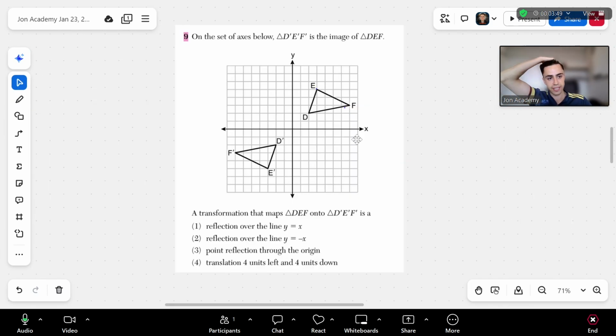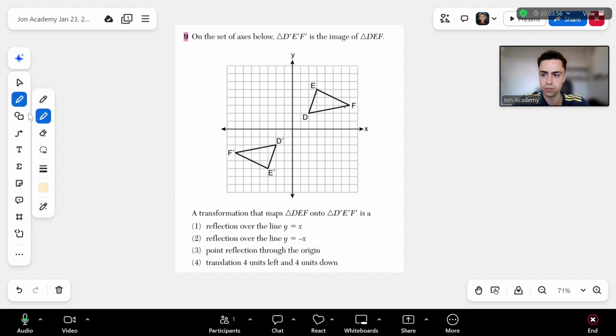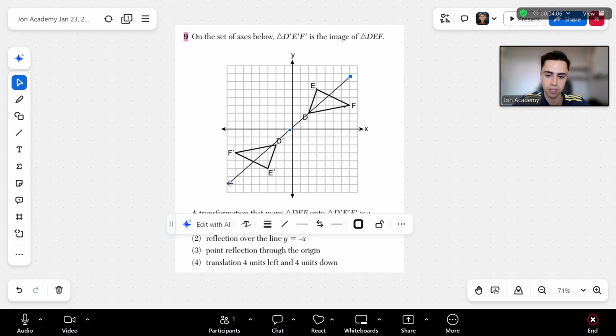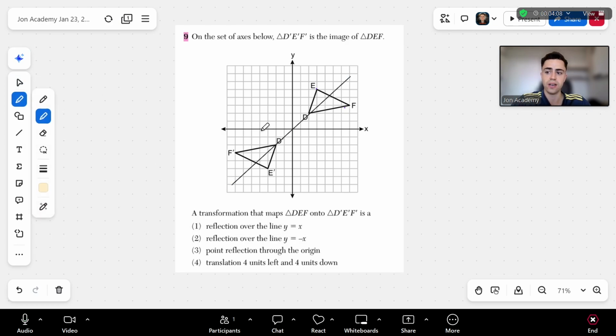Now let's jump into the next exercise. We have two triangles, and they are asking which transformation maps one into the other. So let's see first both reflections. The first reflection is y = x. This will be this line. And if we are reflecting over this line, D will have stayed there because it's on the line itself. So this one can't be. We can discard it already.